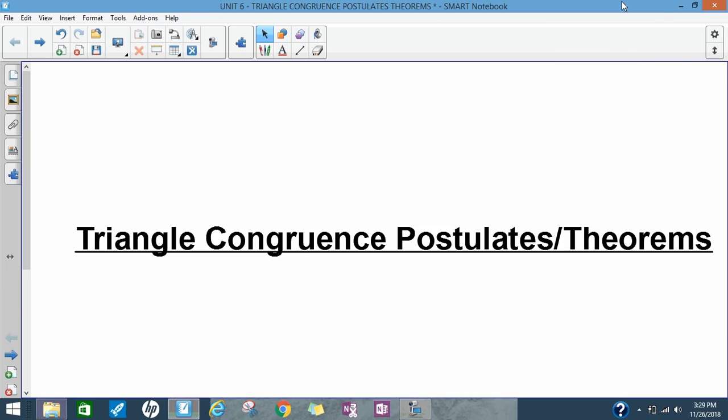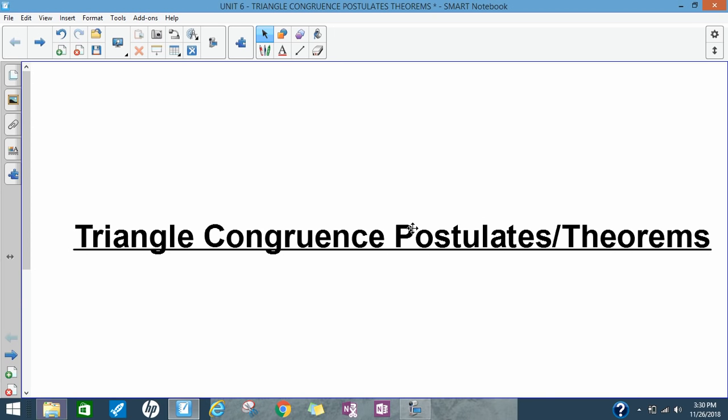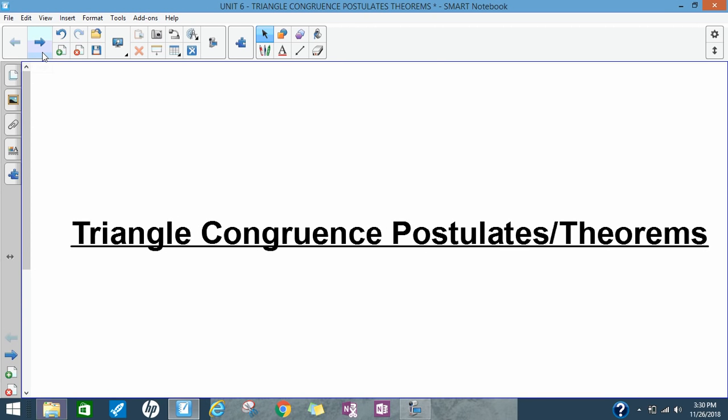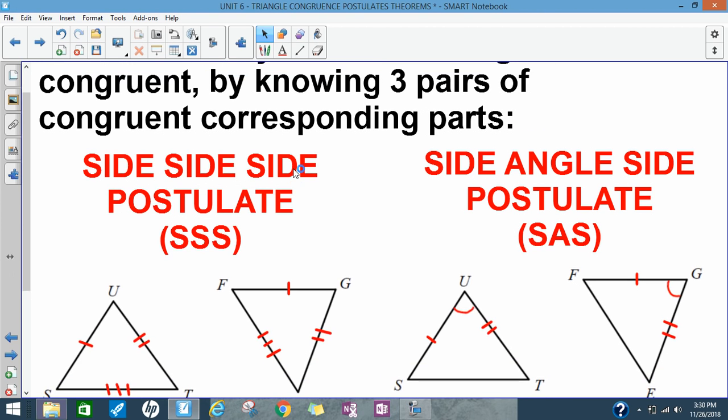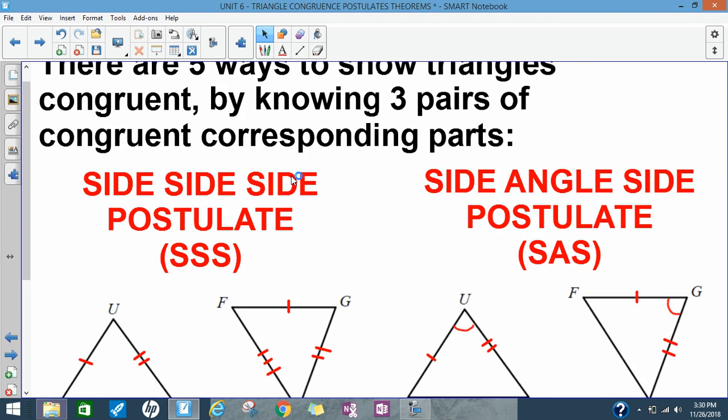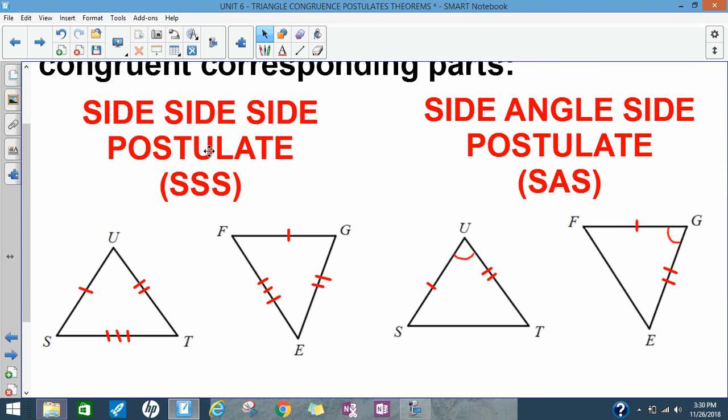Hey, all, today we're going to talk about the 5 ways, or the 5 shortcuts, to show that two triangles are congruent to each other. And so there are 5 of them, like I said. Most of them are postulates. The first one is the side-side-side postulate.